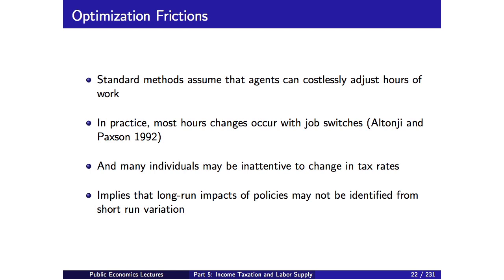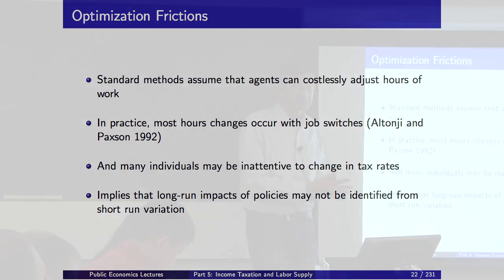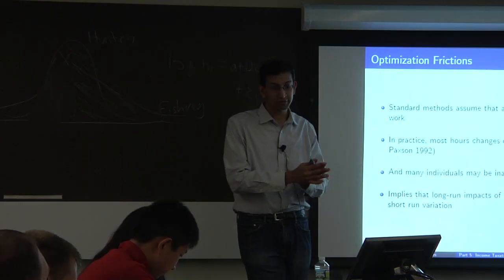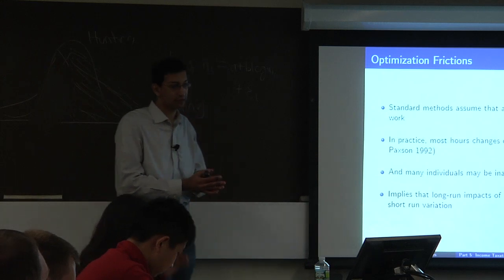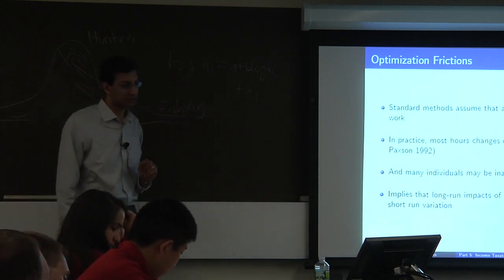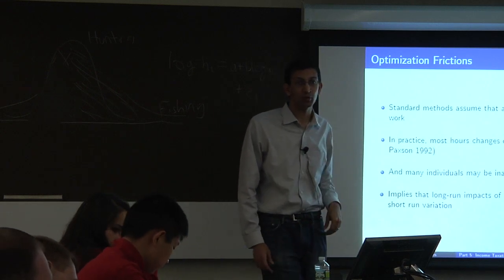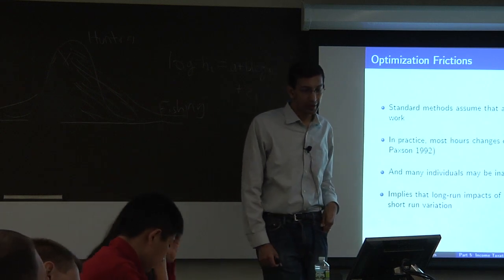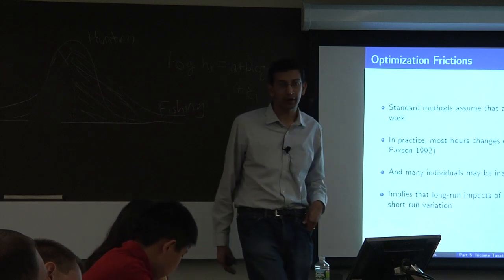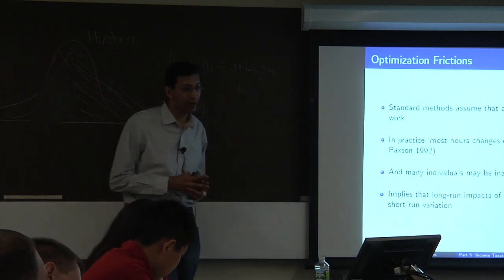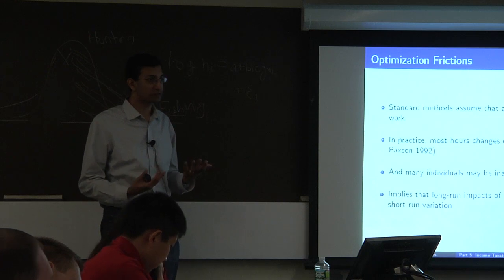So the standard methods, whether linear or nonlinear, assume that people can costlessly adjust hours of work. All right, so we're assuming that when I change tax rates, you can flexibly, tax rates go from 35 to 40%, you can cut hours of work just continuously. In practice, we know from the data that most hours changes actually occur when people switch jobs. And moreover, as we've talked about in previous lectures, many people actually seem to be inattentive to changes in tax rates even when they do occur.